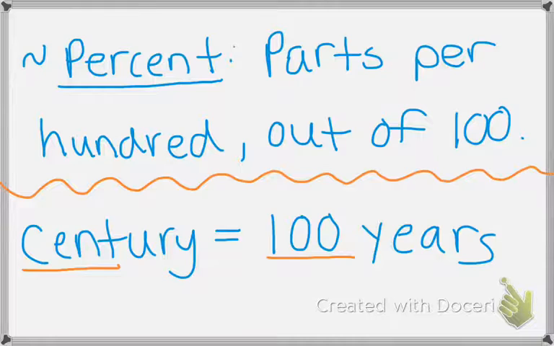So percent is parts per hundred, out of 100, okay? Now, even if you look at the word percent, you see that root word cent. A century is 100 years, okay, percent, per 100. So what that means is whenever you see that percent sign, whatever that number is, it's always out of 100.